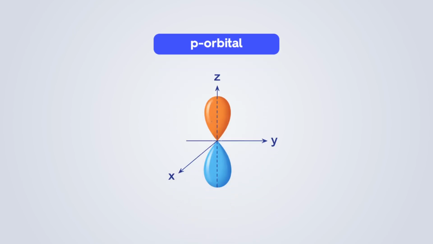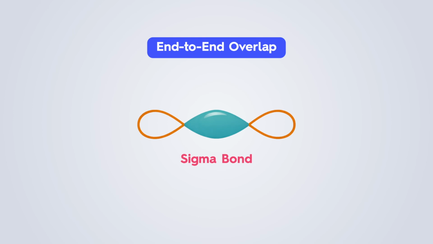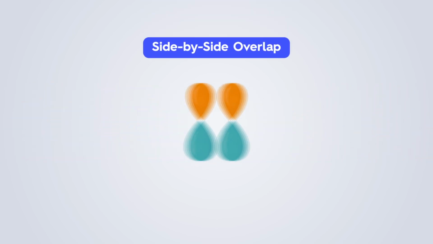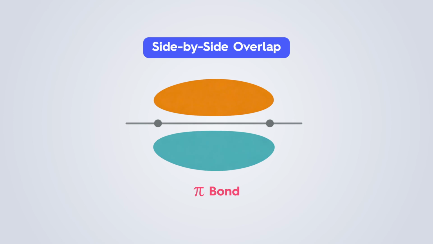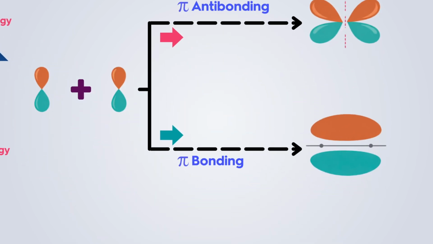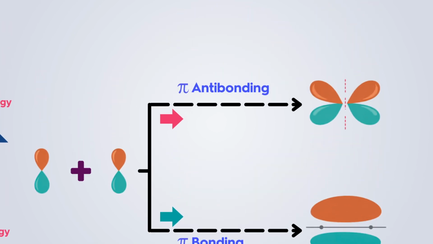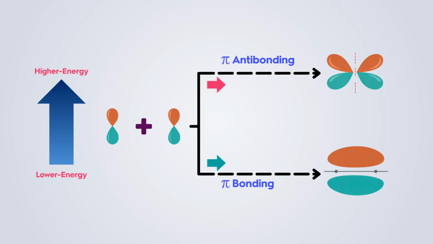Up to now, we've focused on s orbitals, but p orbitals behave a little differently. Each one has two lobes with opposite phases, and that changes how they combine. When p orbitals overlap end to end, they form sigma orbitals. When they overlap side by side, they form pi orbitals. Just like before, phase matters. In-phase overlap produces a pi bonding orbital, while out-of-phase overlap produces a pi antibonding orbital with a node between the nuclei.